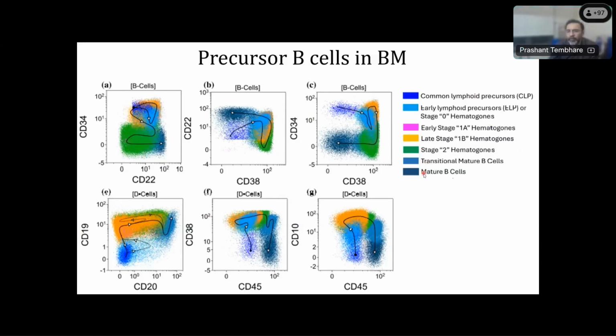And then comes your transitional B cell and mature B cell, where you can see CD10 has become negative, CD34 and CD38 have become negative, CD22 becomes strong, CD20 becomes strong, right? CD38 lost, and CD34 is also negative. So this is how the B cell maturation takes place. Now, it might be a little confusing, but this is how it goes from stage 0 to stage 1 to stage 2 and mature B cell. So basically, B cell precursors start from common lymphoid precursor, then stage 0, then you have stage 1, then stage 2, and then transitional B cell and mature B cell.